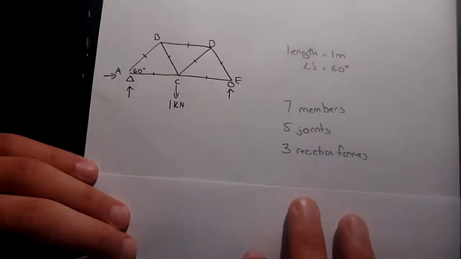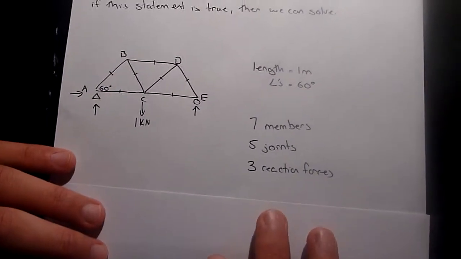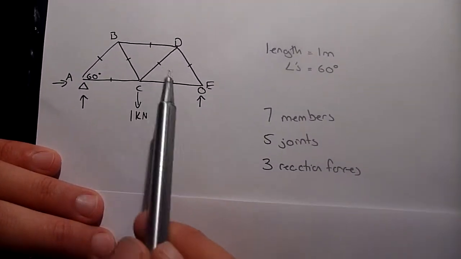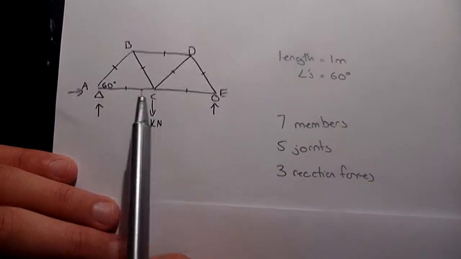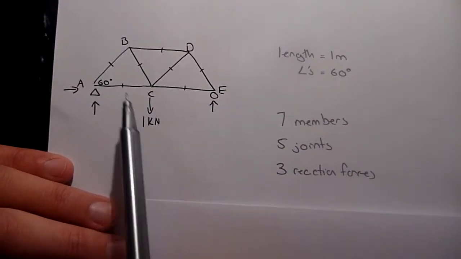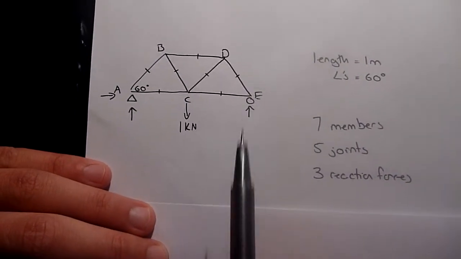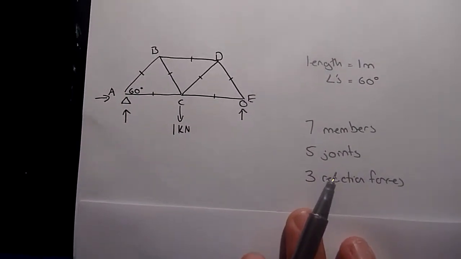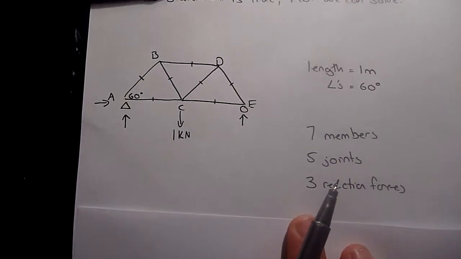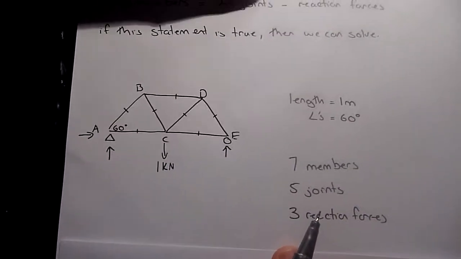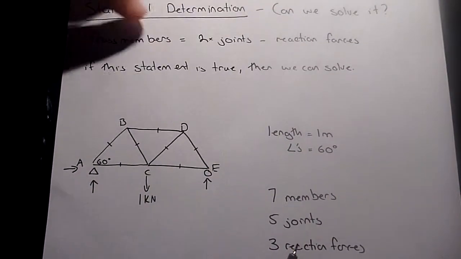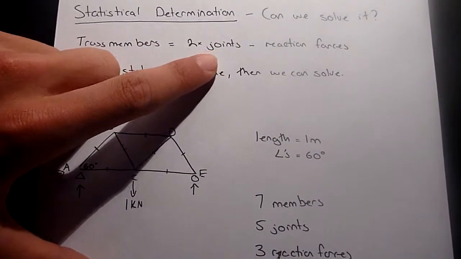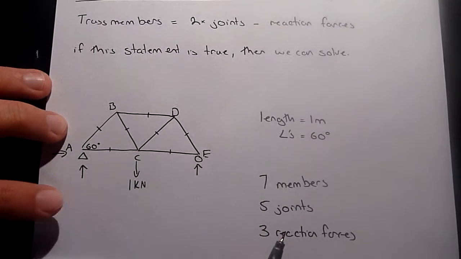This is the example that we'll be looking at today to help illustrate trusses. We have 3 triangles here. Each side length is 1 meter and each angle is 60 degrees. There are 7 members here. There are 5 joints and 3 reaction forces. So we have 7 members equals 2 times 5, which is 10, minus the 3 reaction forces, which is 7. So the 7 truss members is 7 on this side as well, which means we can solve our problem.